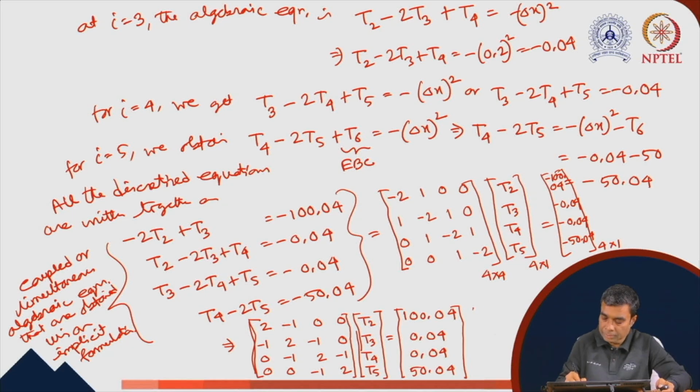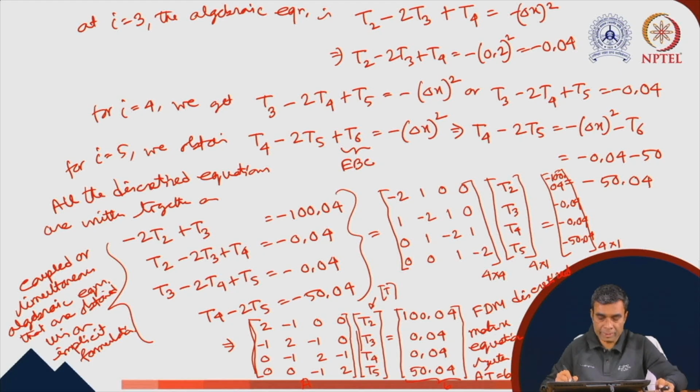So this is the FDM discretized matrix equation system AT equals to B, where A is the coefficient matrix, B is the load vector and T is the degree of freedom vector. Okay, now if we look at this matrix, we can see that this matrix is symmetric, this matrix is diagonal dominant and this matrix is also positive definite.